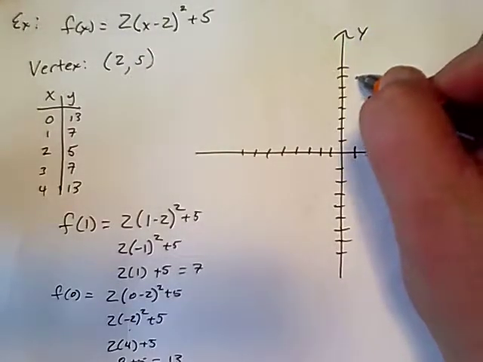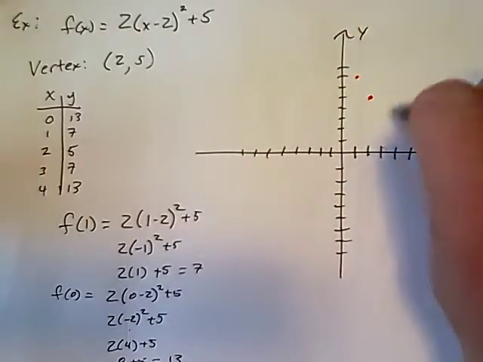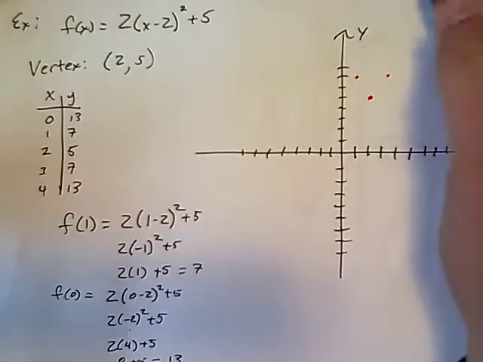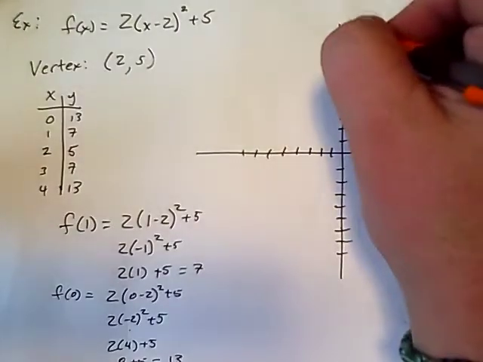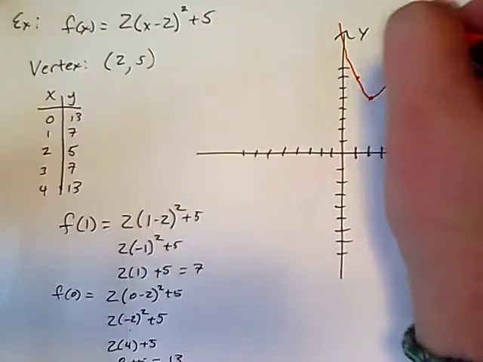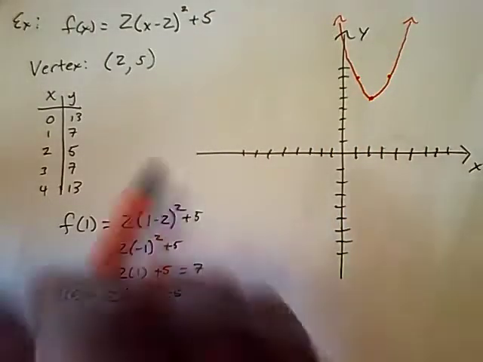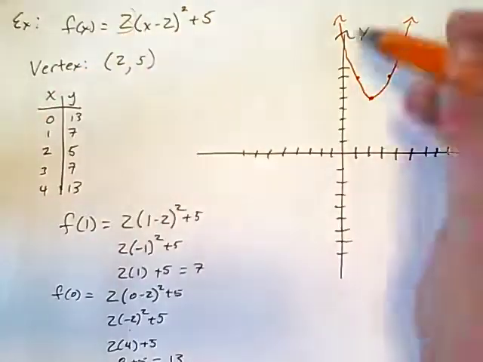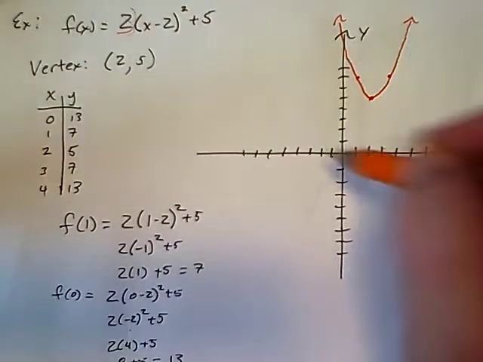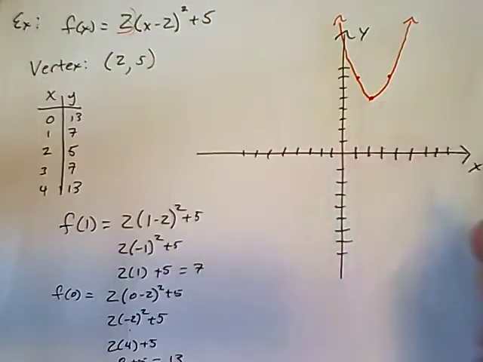1, 7. 0, 13 is way off the map. 3, 7, and 4, 13 is way off the map. But I get the ones that I can, and we're golden. Now, the a value was positive, so it definitely opened up. And in this instance, we are going to have a minimum value.